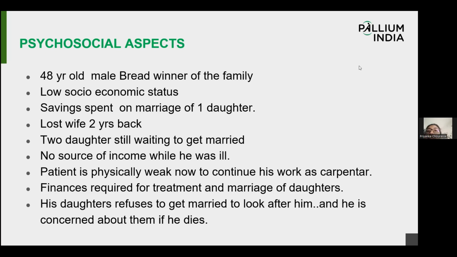Now he had a total of 3 daughters, and now 2 of them are waiting to get married, and he has no source of income while he was ill in these months. Now he feels himself physically weak to continue his work as a carpenter, and finances are required for treatment and marriage of daughters. His daughters now refuse to get married to look after him, and he is concerned about them if he dies.